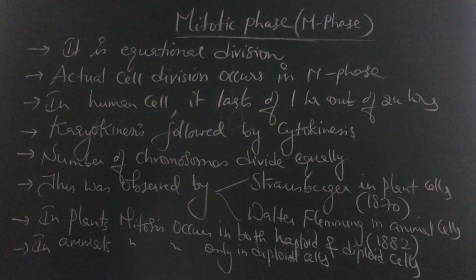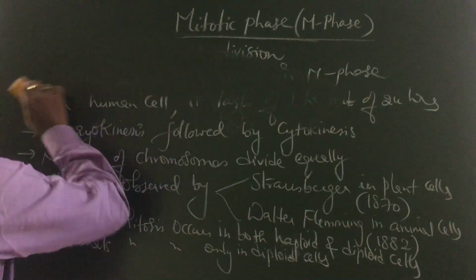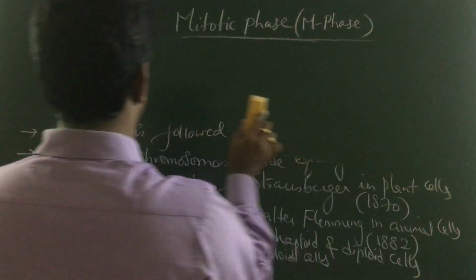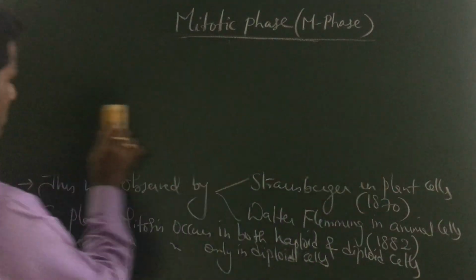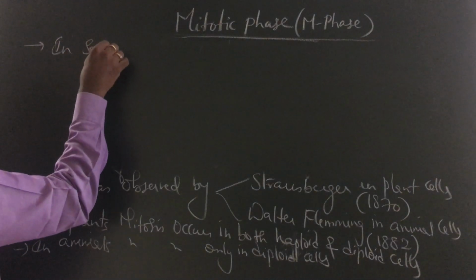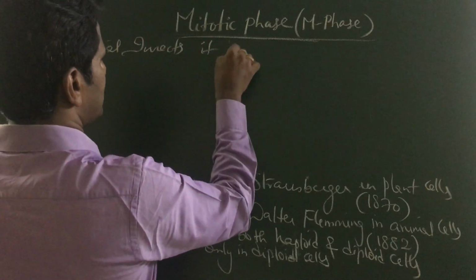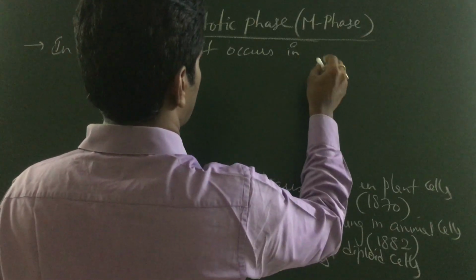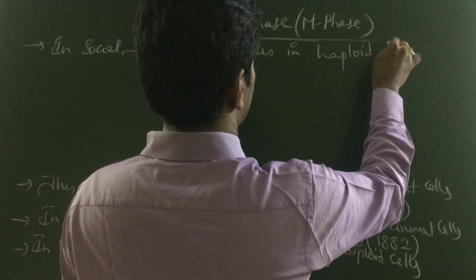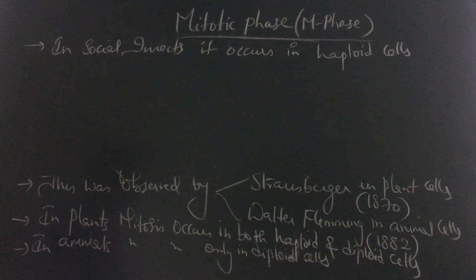Next, in social insects, it occurs in haploid cells. These are exceptions you have to know. In social insects, mitosis occurs in the haploid cells.